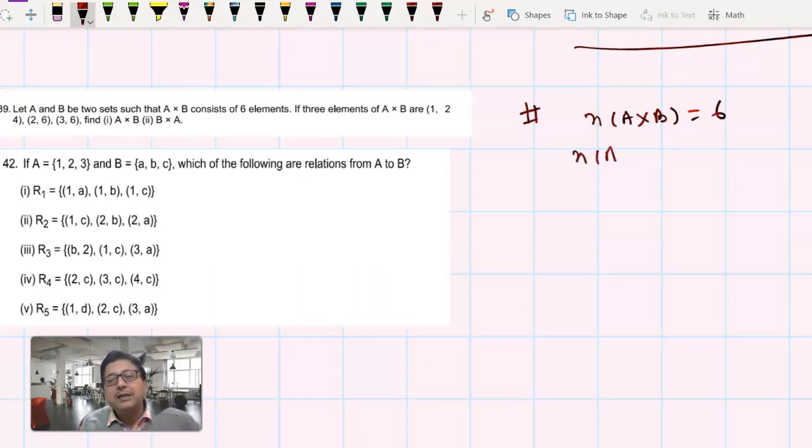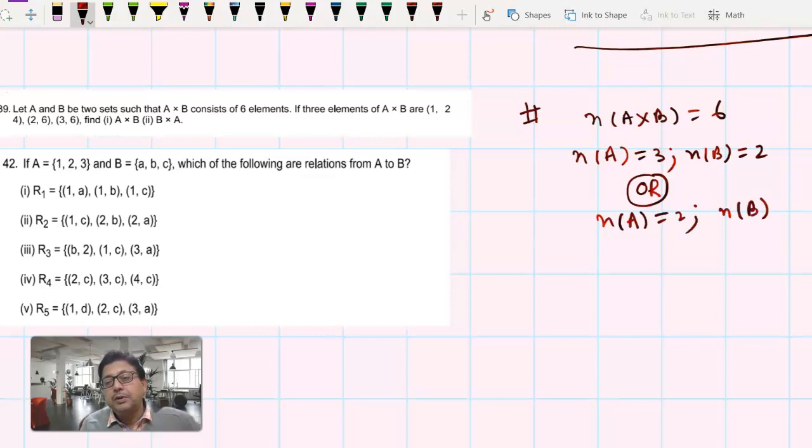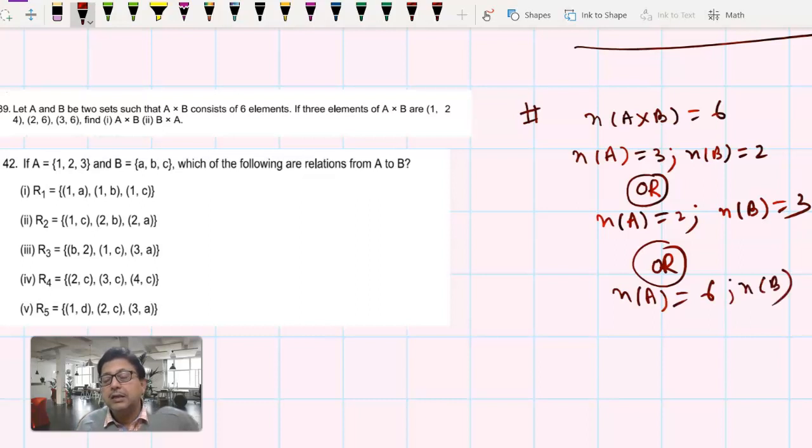possibilities are there? n(A) equal to 3, n(B) equal to 2, or n(A) equal to 2, n(B) equal to 3, or n(A) equal to 6, n(B) is 1. Then their product is going to be equal to 6. So all these possibilities are there.